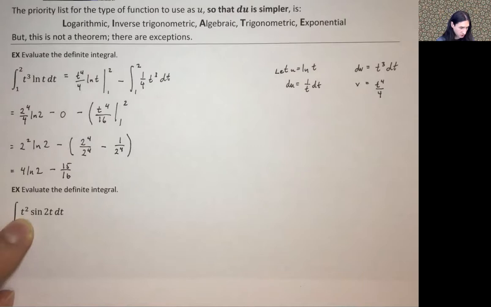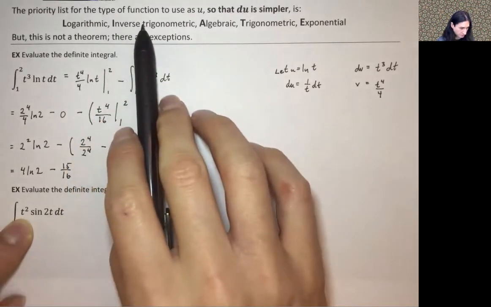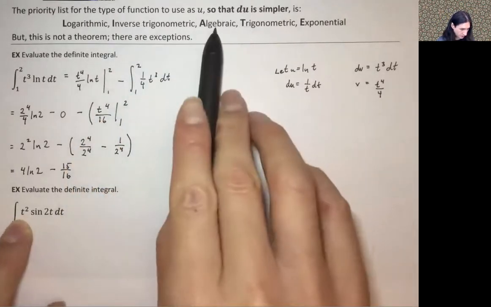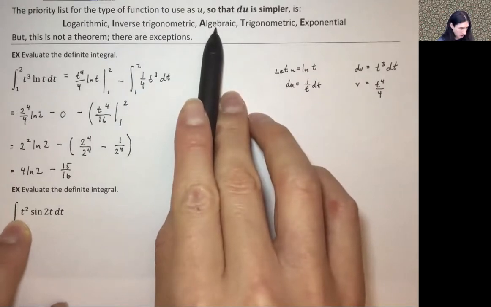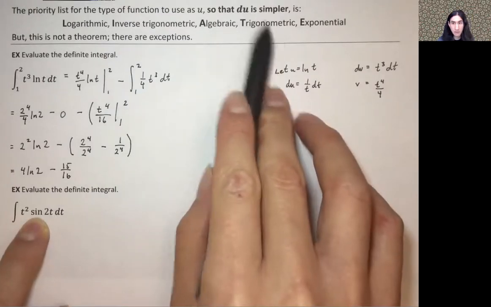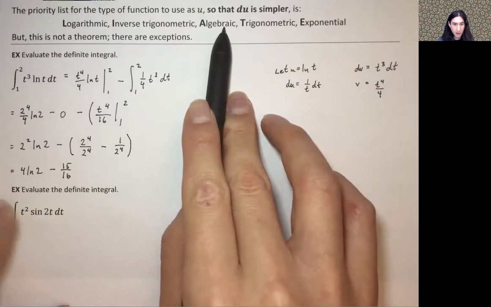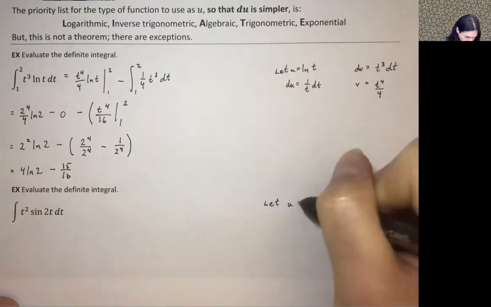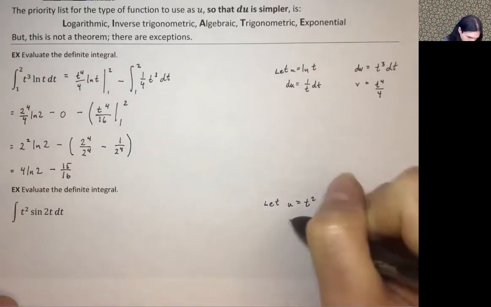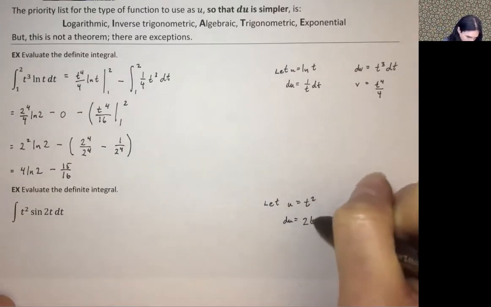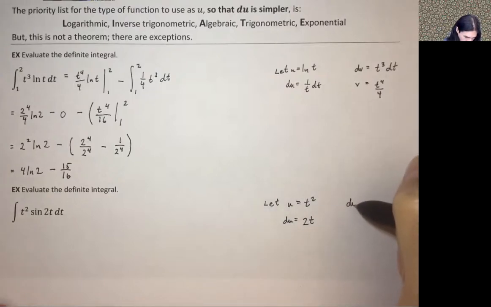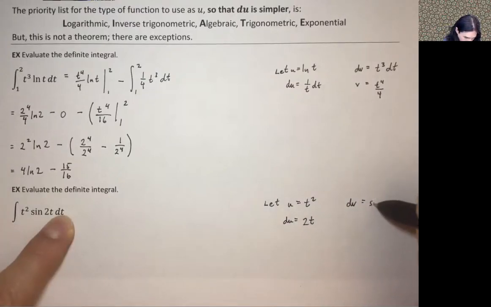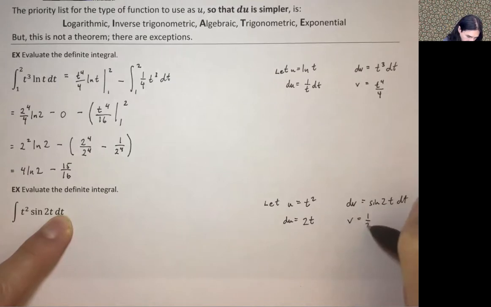Okay, so we're going to choose u according to our priority list. So in this, I see an algebraic, that's a polynomial, and a trigonometric term. And since algebraic comes before that, that's what we're going to use as our u. So that's our t squared. Du will be 2t. dv will be everything else, sine 2t dt. And v will be the antiderivative of that.